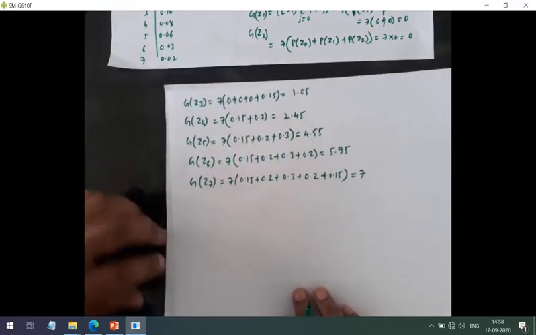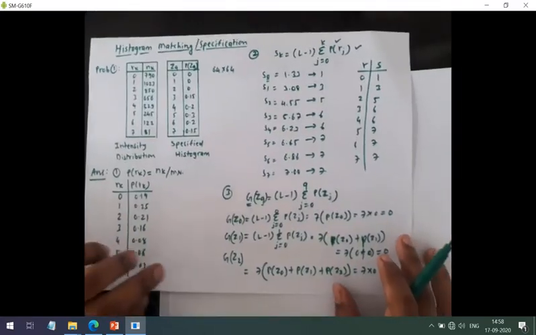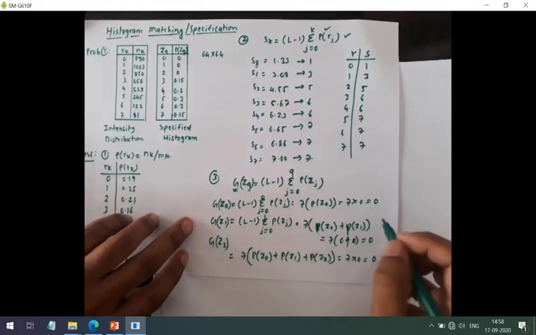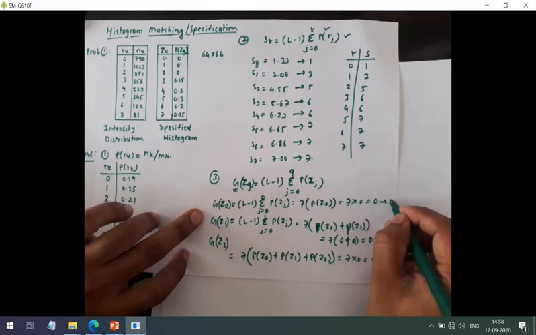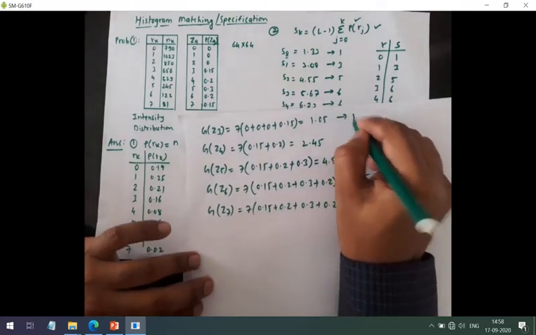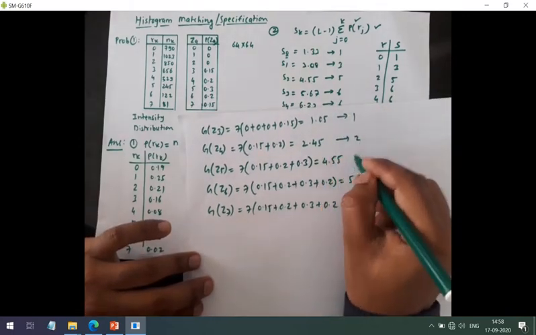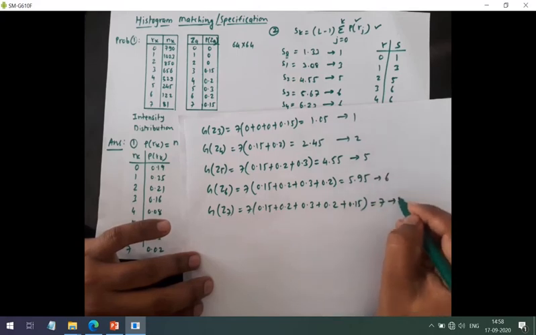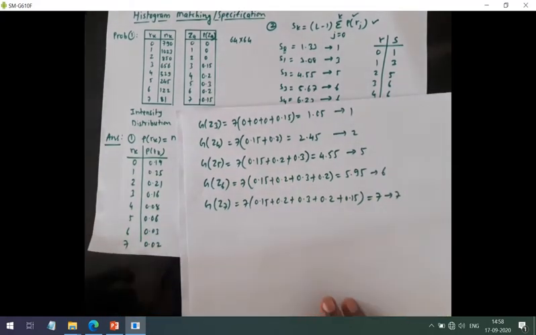So the next step is to round up these values. Just like in histogram equalization, we have to round up these values. So 0 will become 0, 0 will become 0, then this will become 1, this will become 2, then 5, 6 and 7.